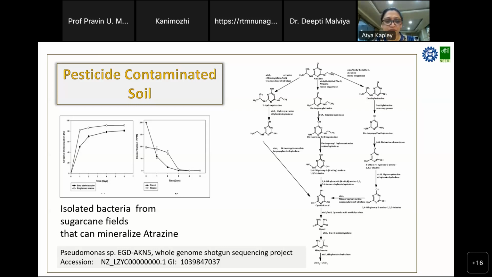So we have done the genomic analysis. We have delineated all the genes that you can see in this pathway on the left side of the figure. And we have shown that different bacteria contain different pathways. And they are all able to use atrazine as a nitrogen source. So this is one kind of work.